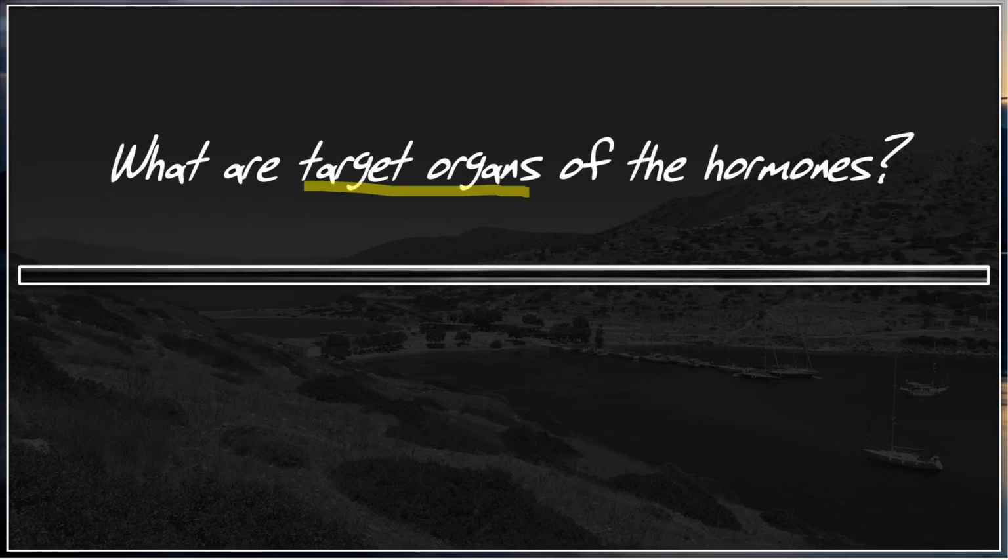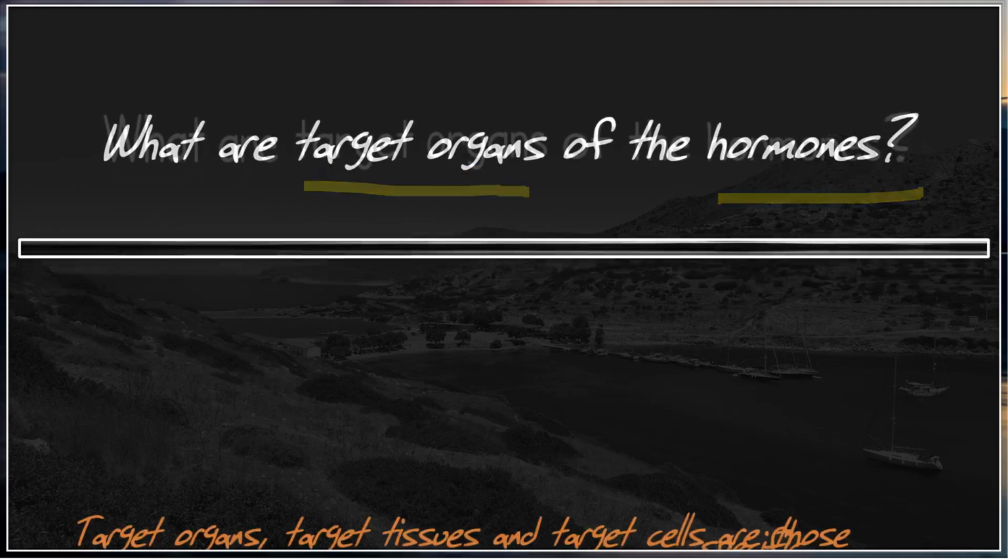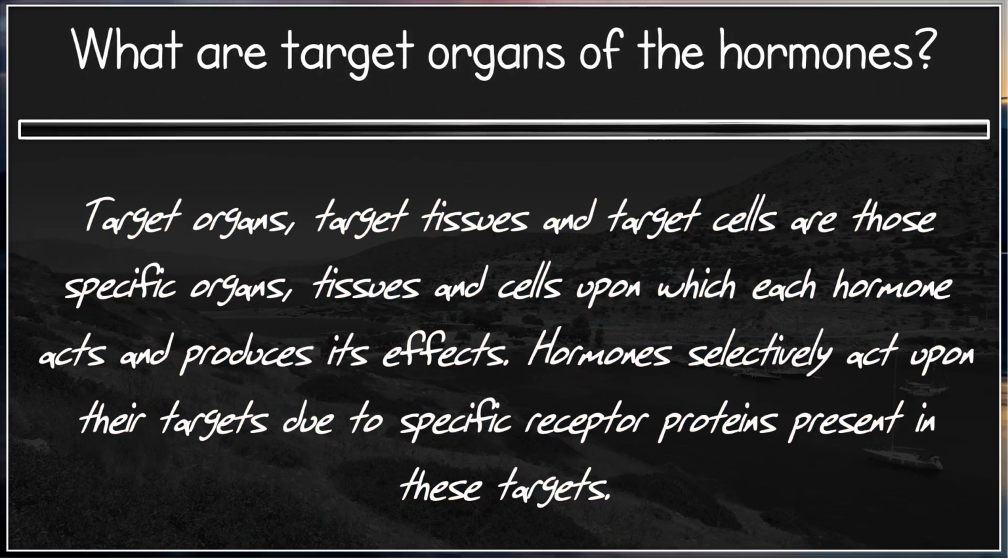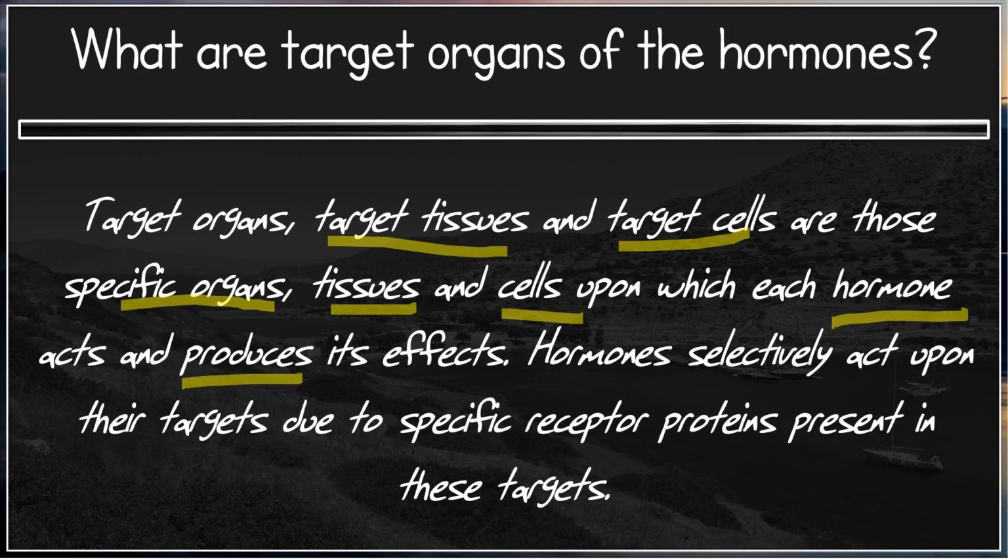What are target organs of the hormones? Target organs, target tissues, and target cells are those specific organs, tissues, and cells upon which each hormone acts and produces its effects. Hormones selectively act upon their targets due to specific receptor proteins present in those targets.